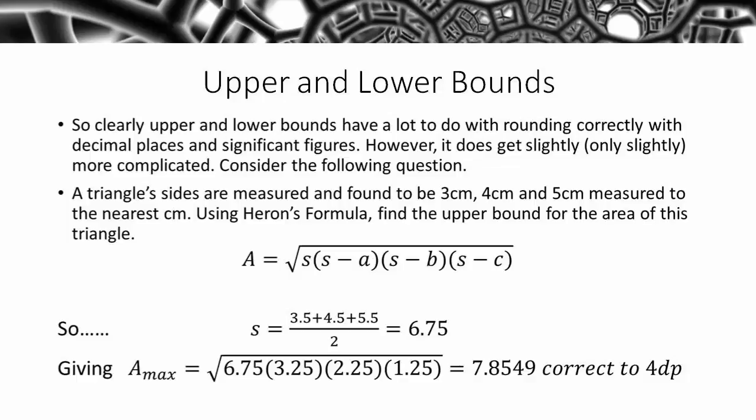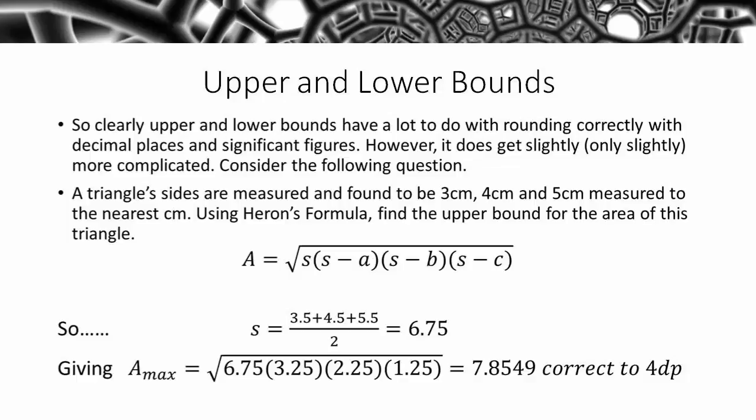However, it does get slightly more complicated than that. Let's actually use Hero's formula, which we just met in the last part of the presentation. Let's say a triangle's sides are measured and found to be 3 centimeters, 4 centimeters and 5 centimeters, and they were all measured to the nearest centimeter. Using Hero's formula, find the upper bound for the area of this triangle.